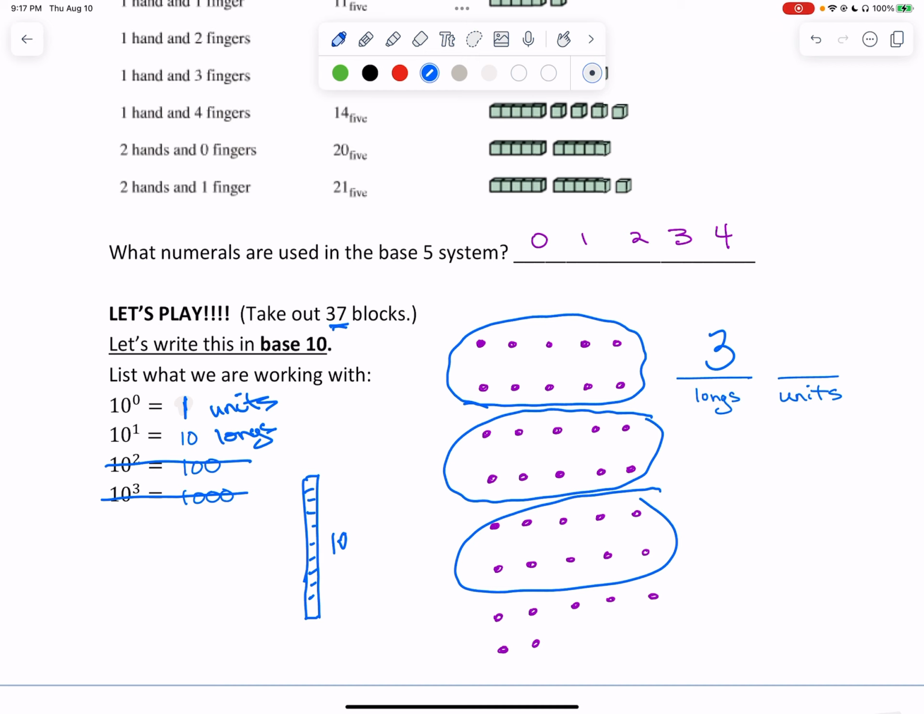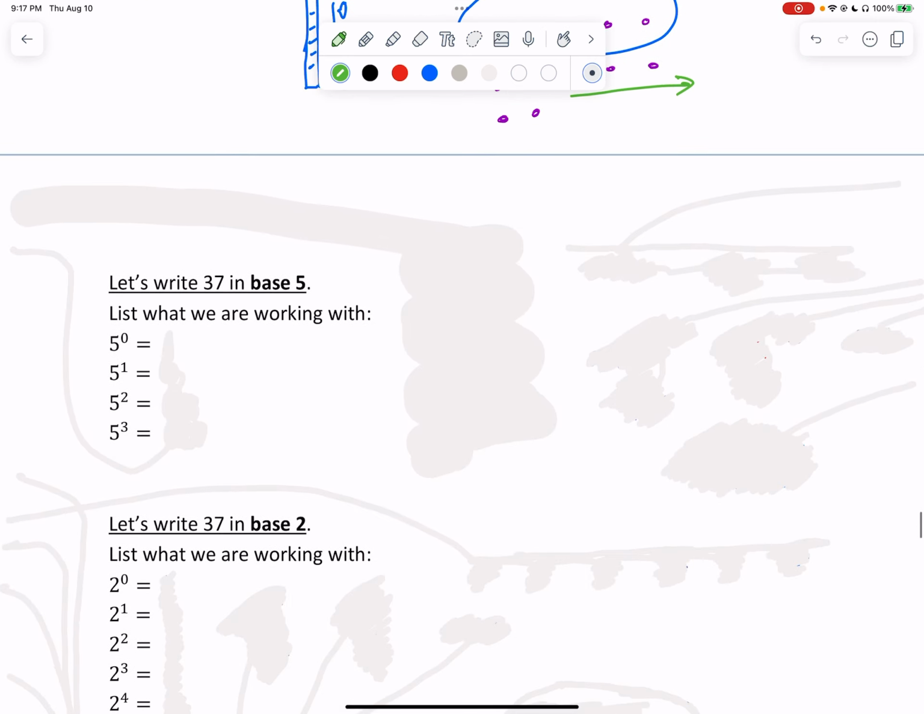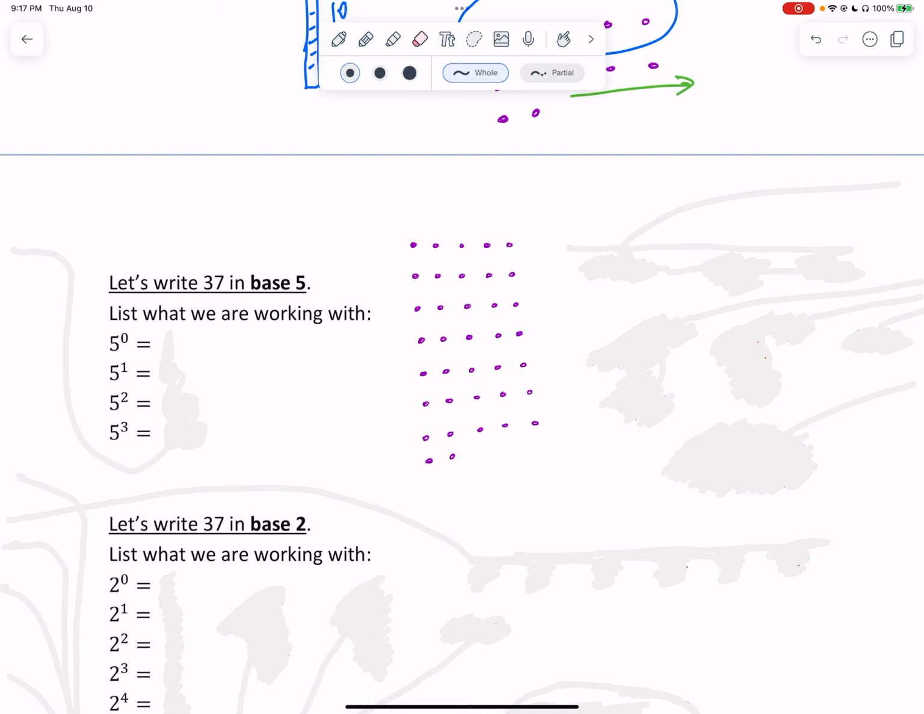I'll do green. And there's my green. If I count those, the green ones, I've got 1, 2, 3, 4, 5, 6, 7. So I've got 7 units. So I have the number 37. Of course, that's what we started with because we're in base 10. All right. We're going to take those 37 again. So let me do it again.